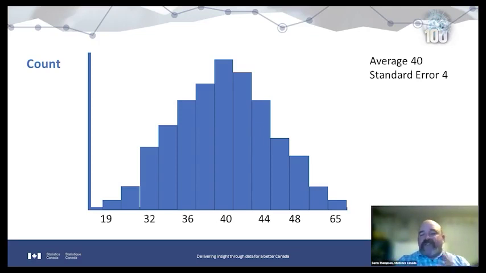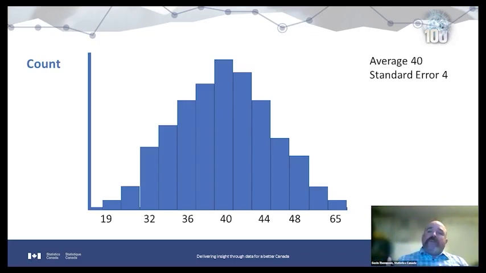Someone managed to get 65. Much more likely, we do have quite a few older staff working at StatsCan. But for most of them, they appear in the middle. It's much more likely to get the value 40, 38, 42. It makes this bell shape, a bell curve. So by repeating this over and over again, we get this shape.